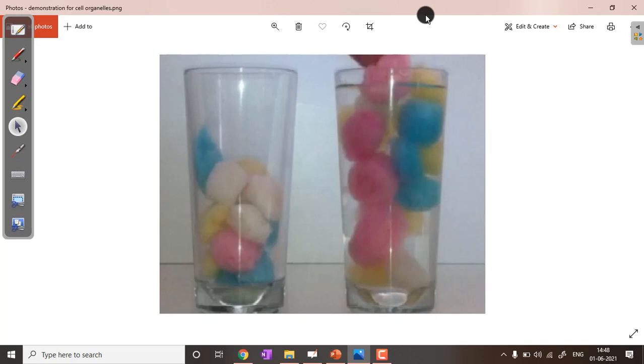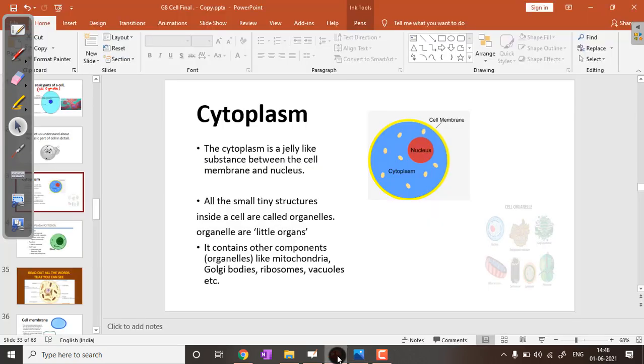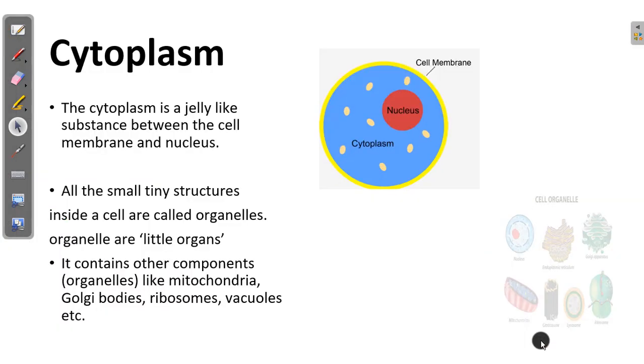The liquid substance which is present in the cell, you can see water is a liquid substance in which you have different cotton balls. In the same way, the cell has a cell membrane, a boundary. Inside it, it has some liquid jelly-like substance, and that is known as cytoplasm. And embedded inside the cytoplasm, you have cell organelles. So this was just an analogy to show you what exactly cell organelles mean. So cytoplasm, as we had water in the glass, is a jelly-like substance between the cell membrane and the organelles. As you saw, the water was between the glass and the cotton balls.